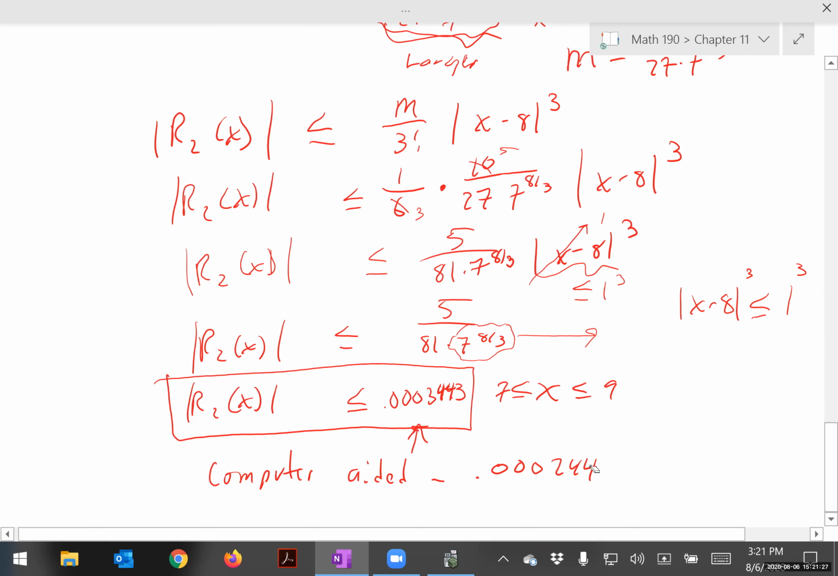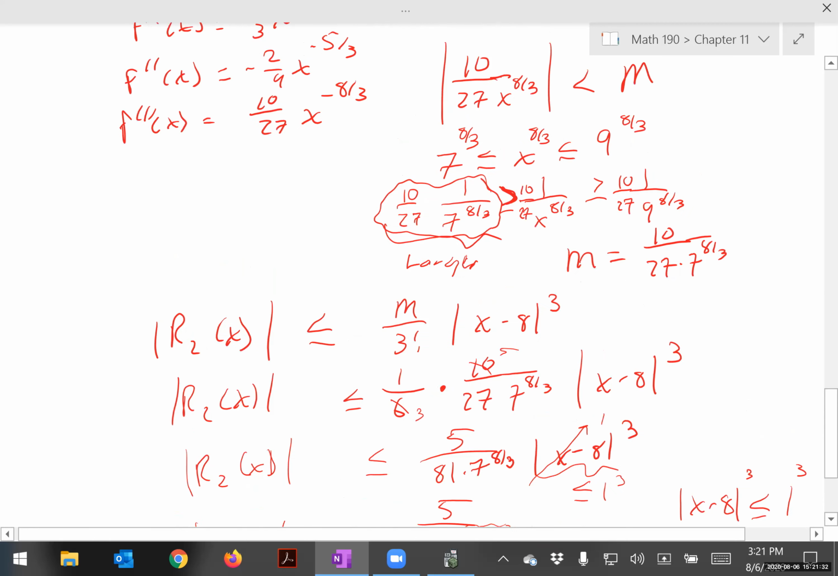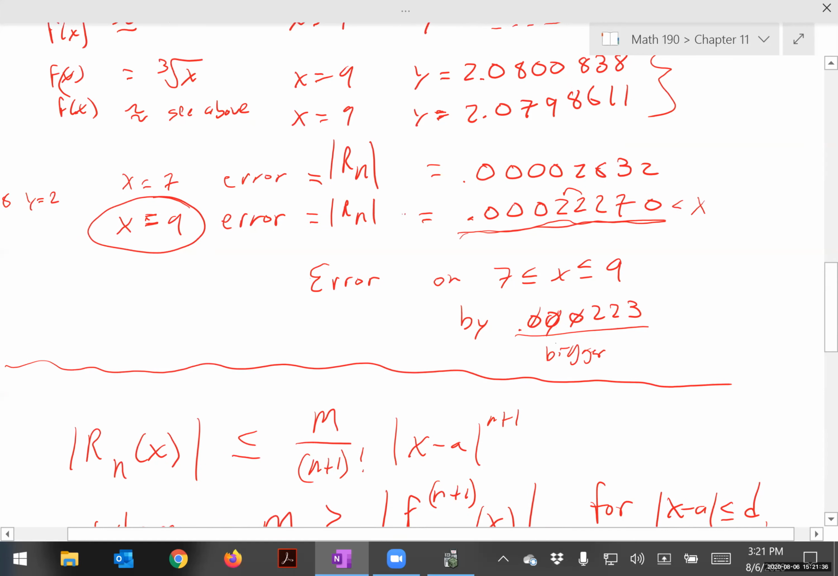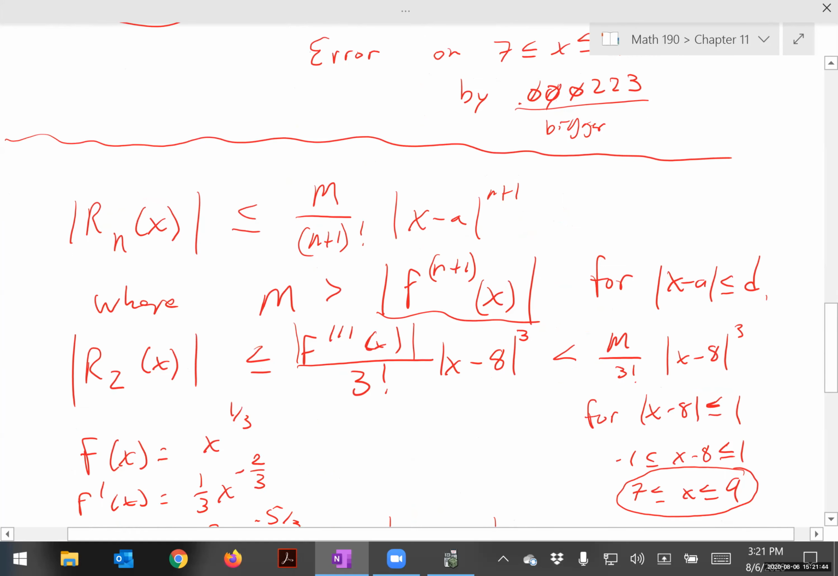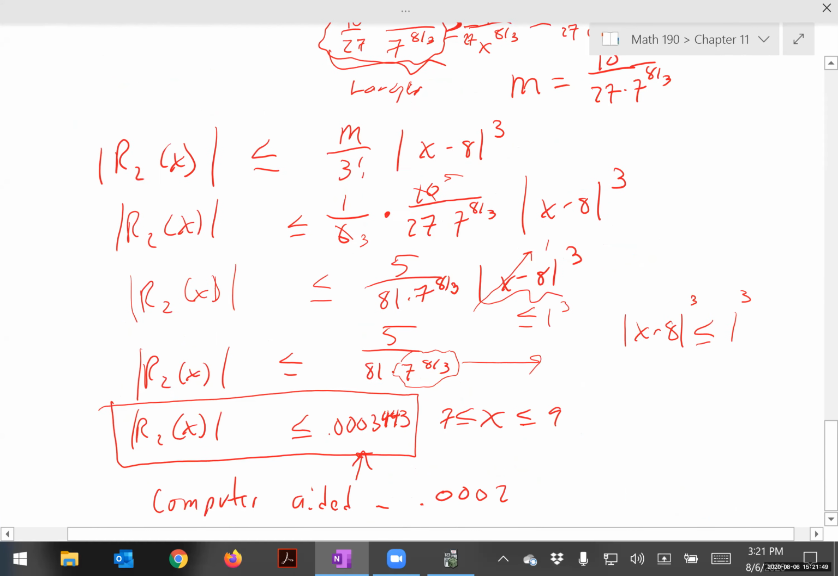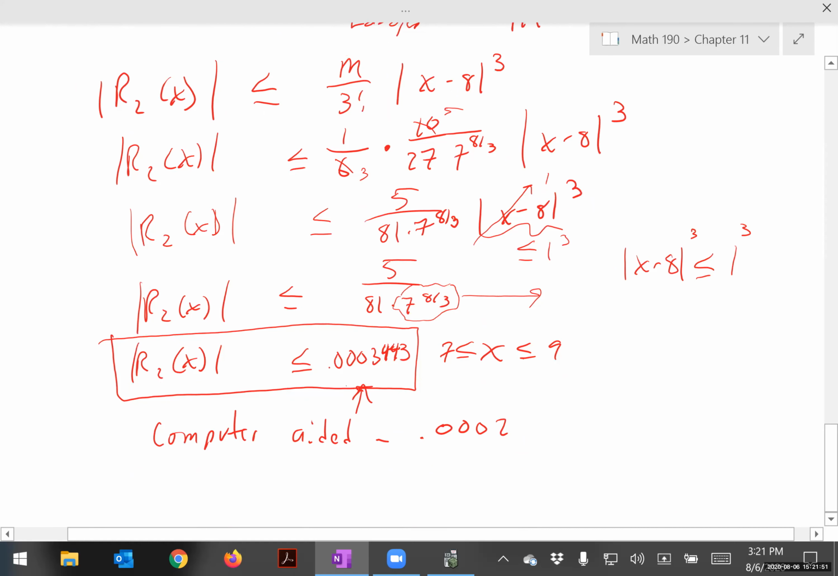0.244, no, 227, something like that. I forget. Let's go back up here. What was our computer-aided one? The error was 0.00223, right? So yeah, 223. Okay, so we got a smaller error bound. Theirs is fine. I mean, it's still within like 1/10,000th.